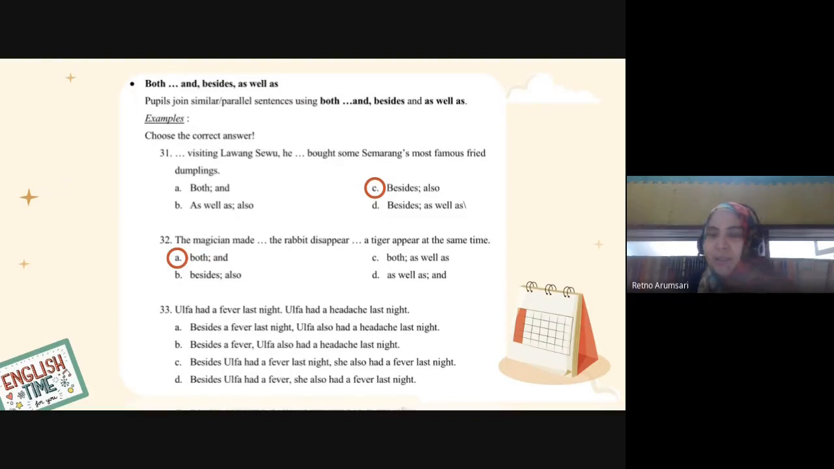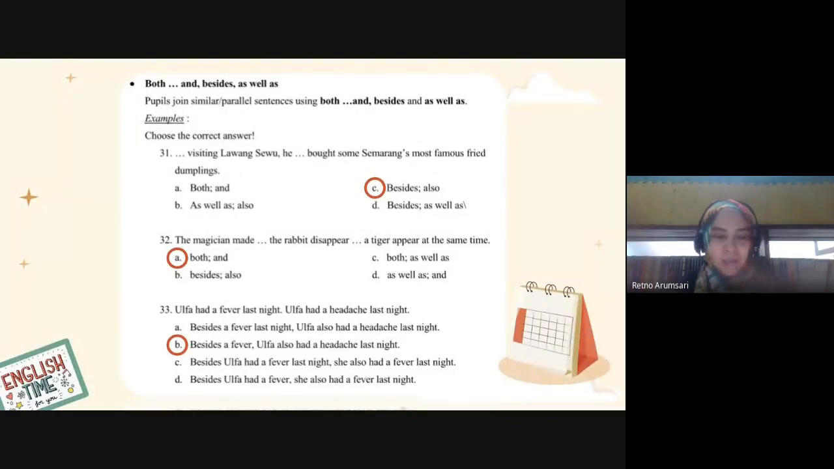Thank you. Now let's go to number 33 with Haura. Haura, are you here yet? Oh, Haura is typing. Just type the letter, Haura. A, B, C, or D? Oh, the answer is B. Do you all agree with Haura? Yes, I do agree with Haura.